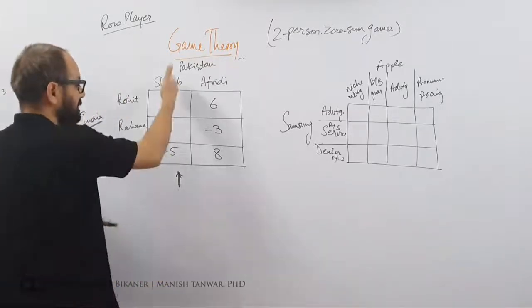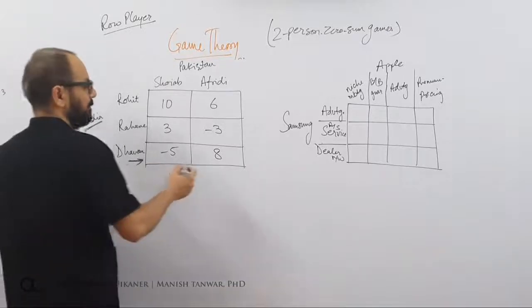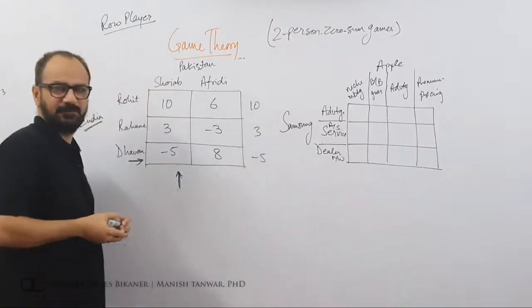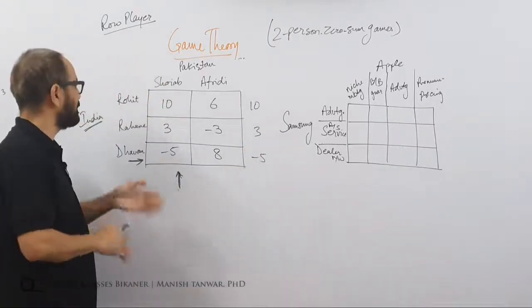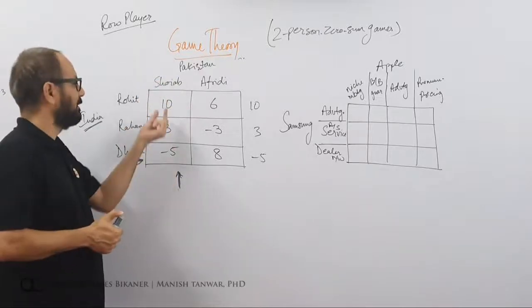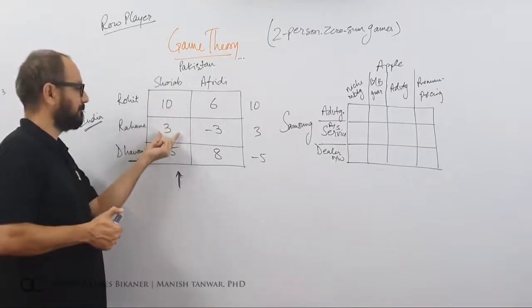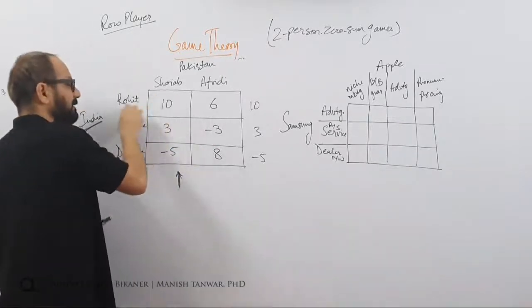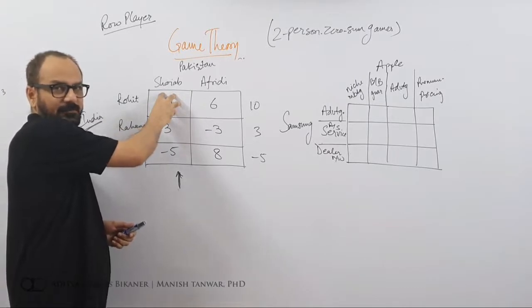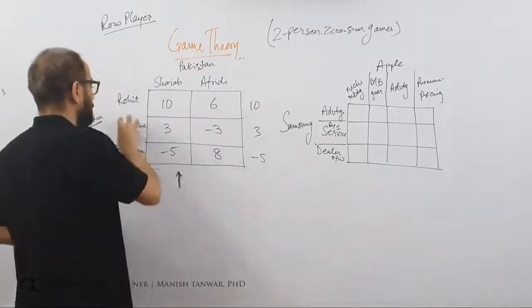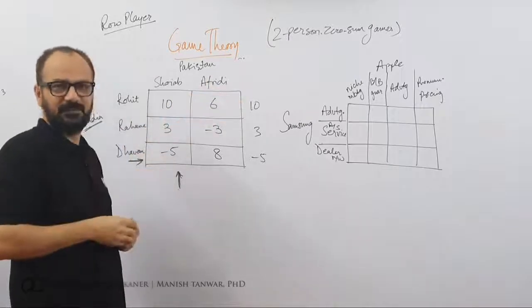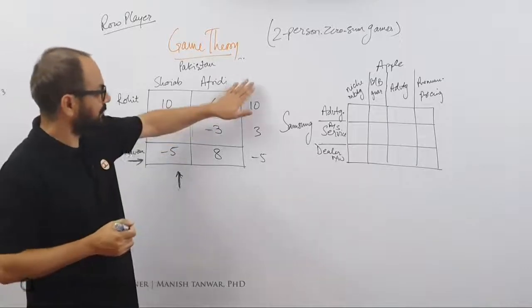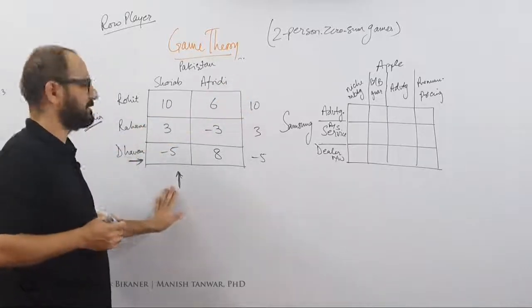Now, as soon as Pakistan decides that Shoaib will be bowling, what are the possible returns? 10, 3 and -5. He will either give 10 runs. If Rahane comes, we are not sure, even Pakistan is not sure. So, if Rohit comes, he will score 10 runs, which means Pakistan will be at a loss of 10 runs. If Rahane comes, Pakistan will be at a loss of 3 runs. If Dhawan comes, Pakistan will be at a gain of 5 runs. So, when India decided Dhawan, Pakistan decided Shoaib.